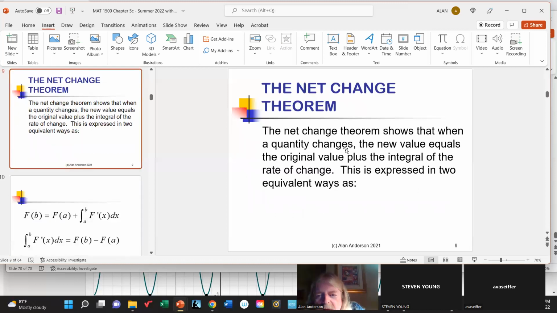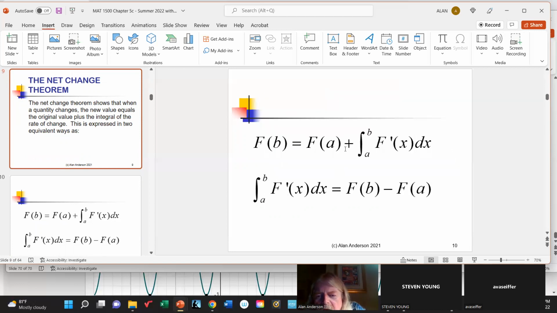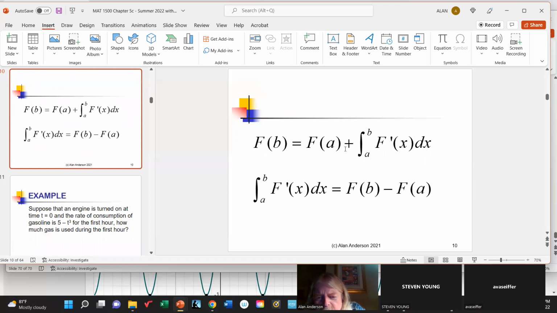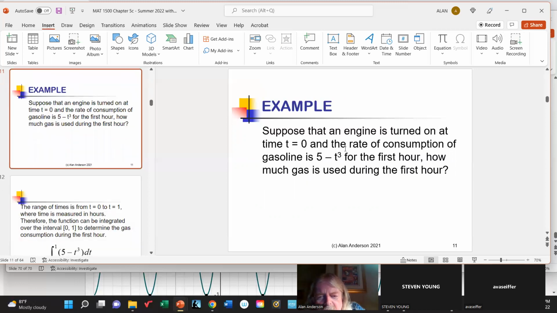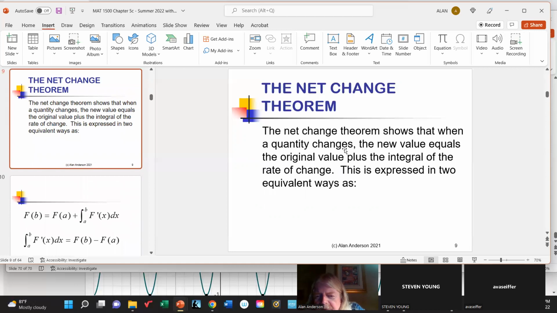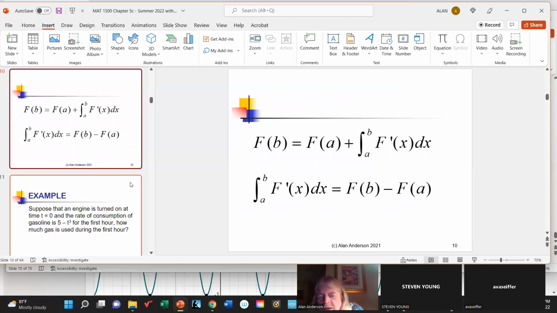Now, the net change theorem, we'll just briefly introduce this. It basically just gives us a way of rewriting integrals in a convenient way. So the net change theorem shows that when a quantity changes, the new value of whatever the variable is equals the original value plus the integral of the rate of change. So this is where integrals come in useful in real world applications. So in other words, this implies the following two expressions.